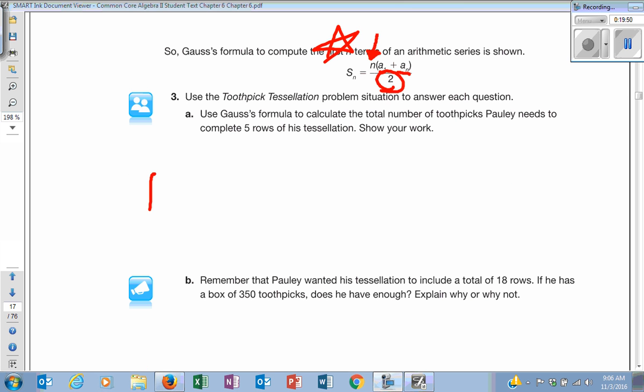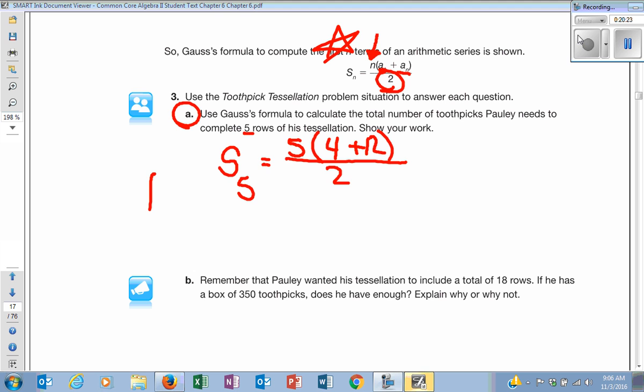Alright, so I'll have you do this one for homework. I'll kind of set it up with you. If you think about it, this is Sn, so this would be S. Since it's the fifth row, it would be 5. And this n would be 5. The first number, a1, would be how many toothpicks we had at the beginning, which was 4, plus the number of toothpicks in the fifth one, which was 12, and all of that divided by 2. So you just finish that off. Hopefully you see where my numbers are coming from. You can finish that homework.